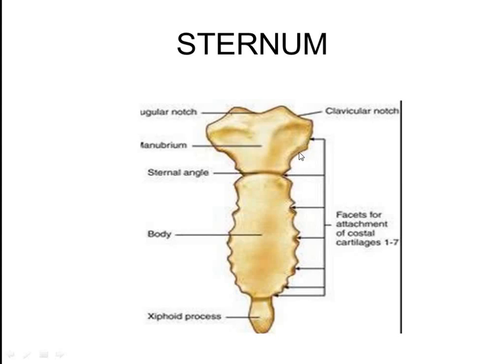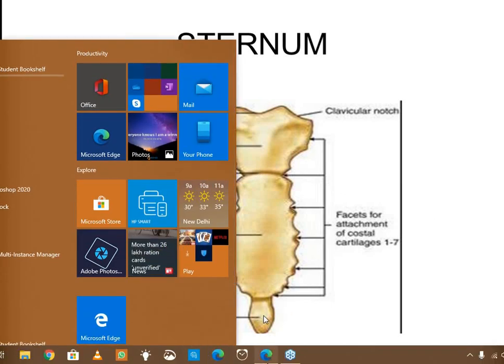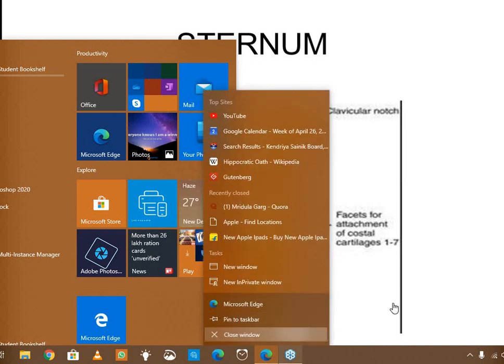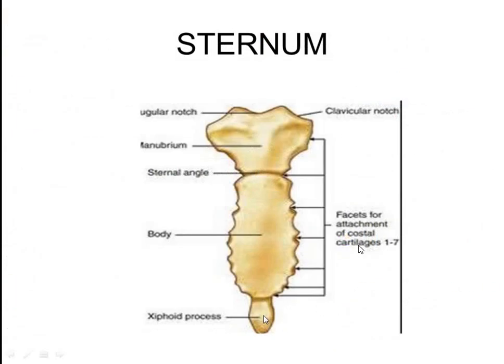On either side of the body of the sternum and manubrium sterni, there are facets for articulation with costal cartilages. So the first to seventh costal cartilages articulate with the sides of the sternum on either side. These are all the joints present in the thoracic cage in relation to the sternum.